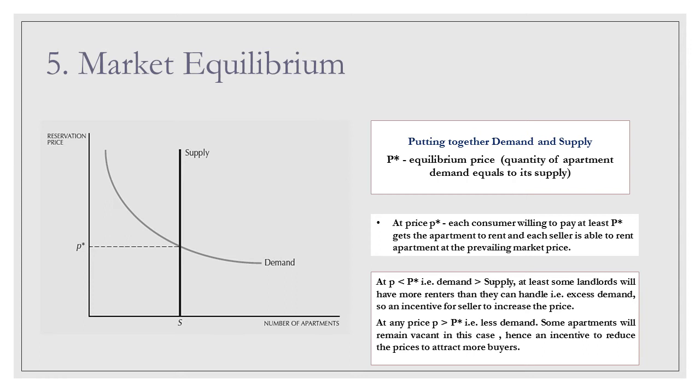People's willingness to buy will go down eventually, because most of them will have a reservation price, say for example at P star, because that is the equilibrium, right? So some apartments will remain vacant in this case, and hence there is an incentive to reduce the prices to attract more buyers. So again, what will happen? The prices will have to be slashed again to restore the equilibrium at P star. Now let's move further.